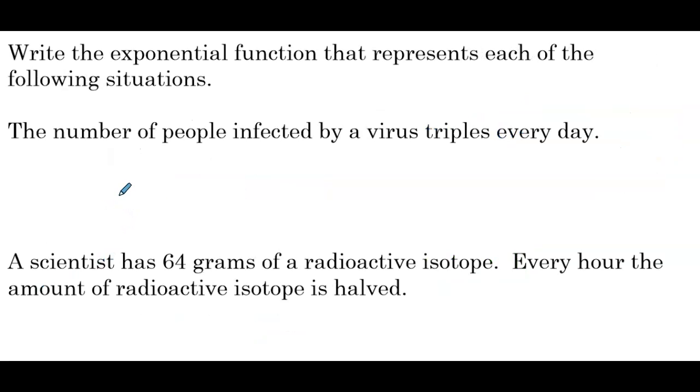Write the exponential function that represents each of the following situations. The number of people infected by a virus triples every day. So we're going to assume the virus started with infecting one person. Okay, so our initial amount is 1. And then our base, we're tripling every day. So we'd be multiplying by 3 over and over and over again, repeated multiplication by 3. So that's why it's an exponential function.